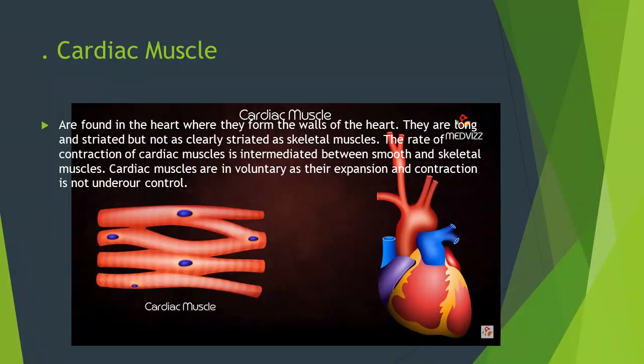Cardiac muscles are found in the heart, where they form the walls of the heart. They are long and striated, but not as clearly striated as skeletal muscles. The rate of contraction of cardiac muscles is intermediate between smooth and skeletal muscles. Cardiac muscles are involuntary as their expansion and contraction is not under our control.